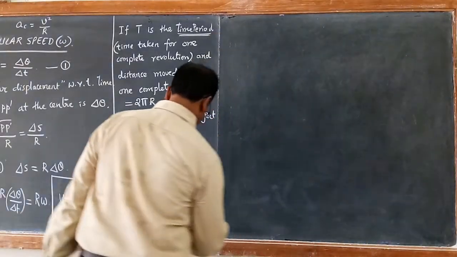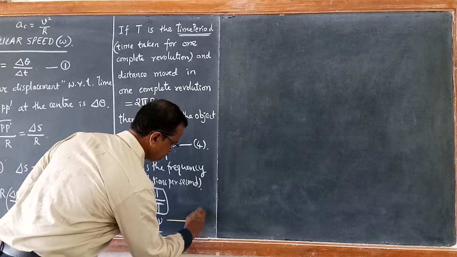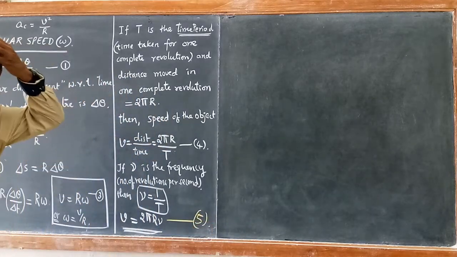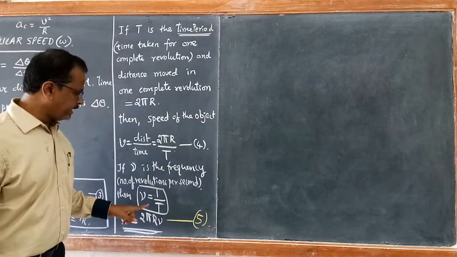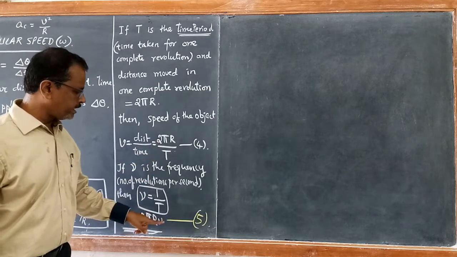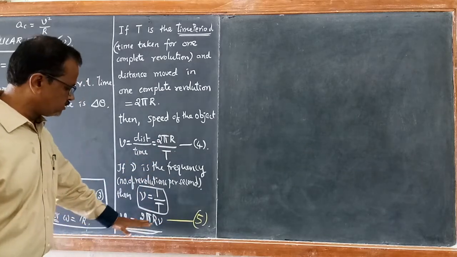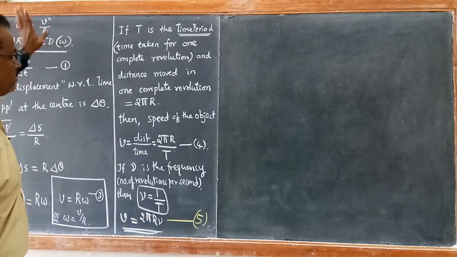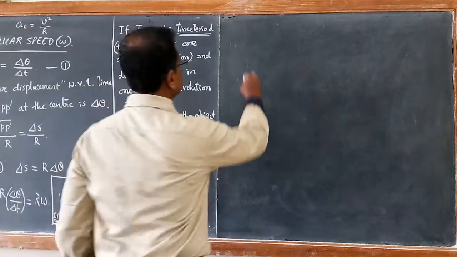Okay, call this equation number 5. So v equal to 2 pi r by T. 2 pi r by T becomes 2 pi r nu. Substituting this v equal to 2 pi r nu in the equation for centripetal acceleration.